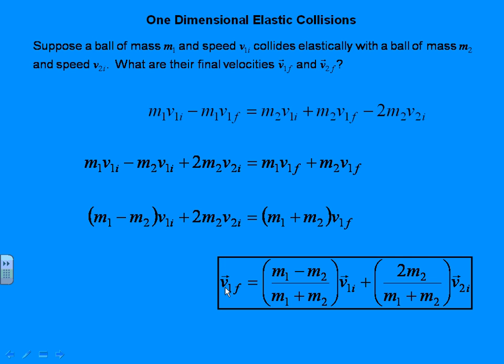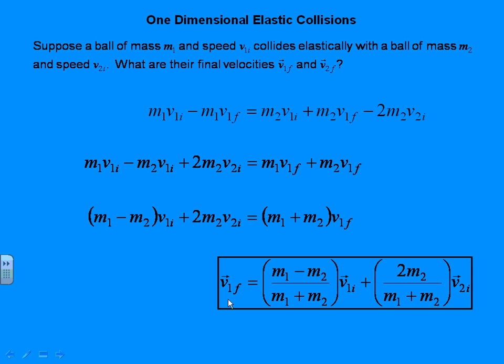Notice that this allows you to find in a one-dimensional elastic collision the final velocity of one object, knowing the masses and the initial velocities. Notice you don't need to know the other final velocity to use this equation. Now, this is a velocity equation. So these are velocities here. I dropped them out during the process because of the math, but I'm putting them back in now. So these are vectors.